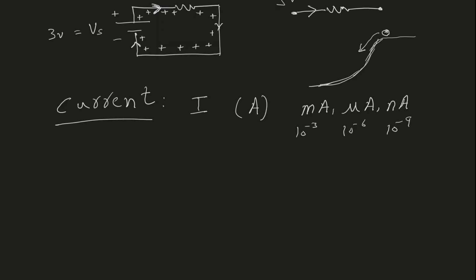As we said before, the current is flow of charge. So this means that current is equal to the amount of charge per unit time. The amount of charge that crosses a region per unit time is called current. Therefore, the units are coulombs per second.